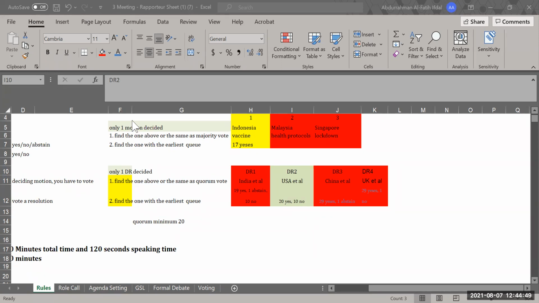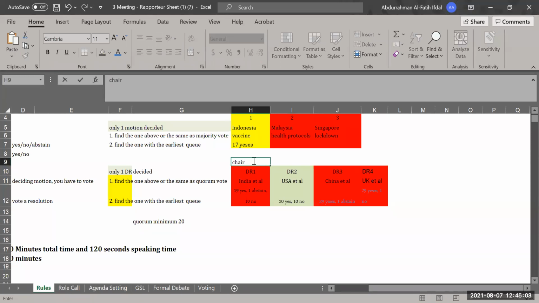Okay, I see one here. From Zelda: since the queue is so important, who will be deciding the country queue? This is a really good question. The answer is the chair. The chair will decide the queue based on who submits first.